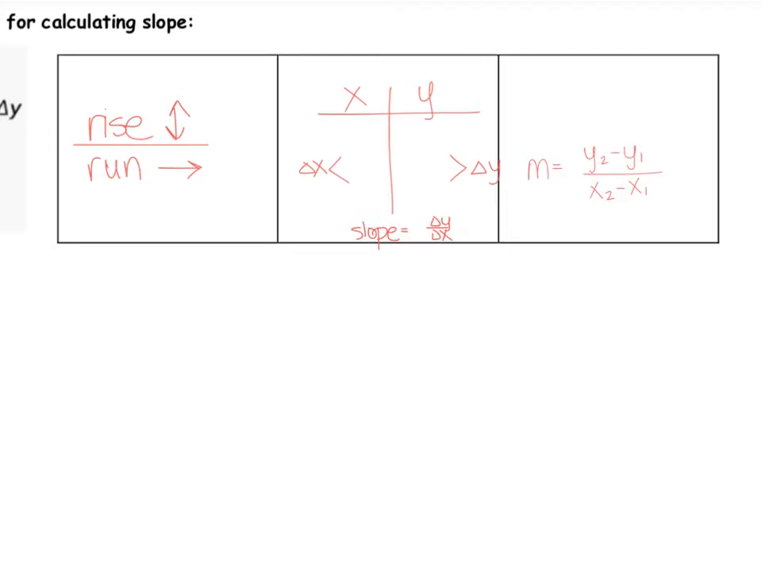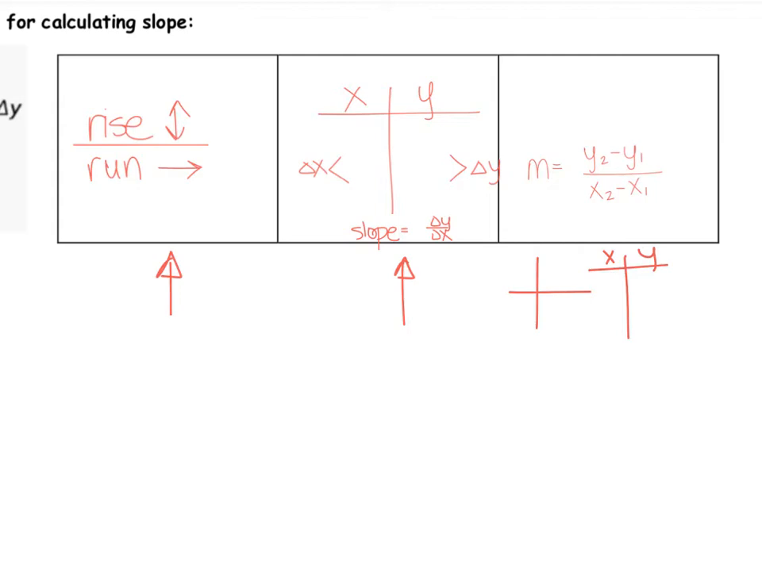And each of these have their appropriate times to use. Some people prefer to always use one method. I would recommend that if the graph is given to you, that you do rise over run on the graph. If you're given a table, try out the change in y over the change in x table. If you're given 2 points, you can really graph them if you want and do rise over run. You could certainly put them in a table and do the change in y over the change in x.